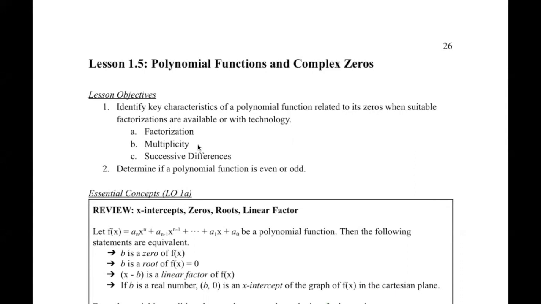So we're going to learn what factorization is. We're going to learn what multiplicity is. We're going to learn what successive differences are. And we're also going to learn how to determine if a polynomial function is even or odd.